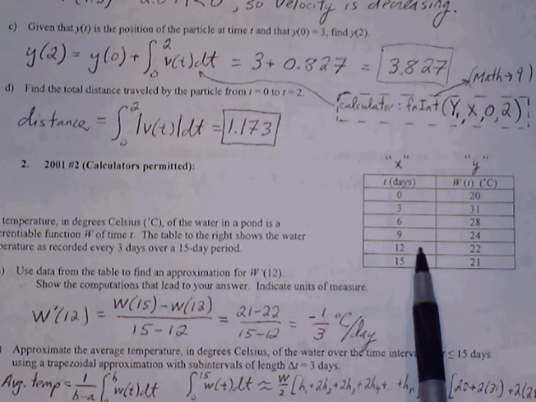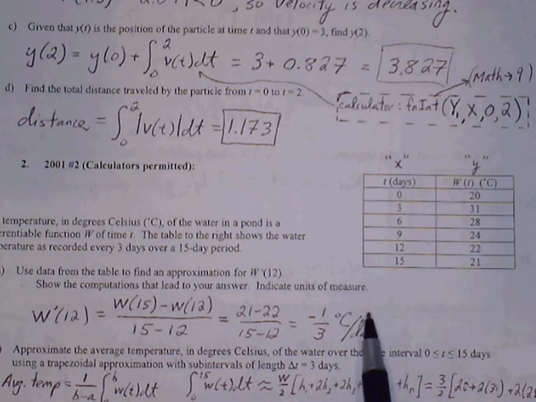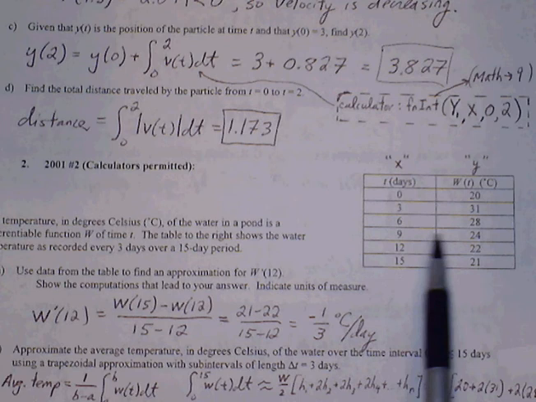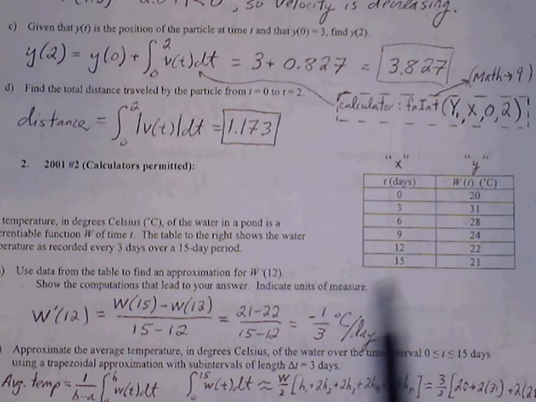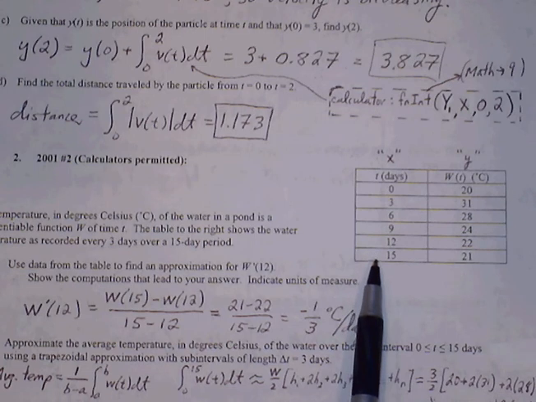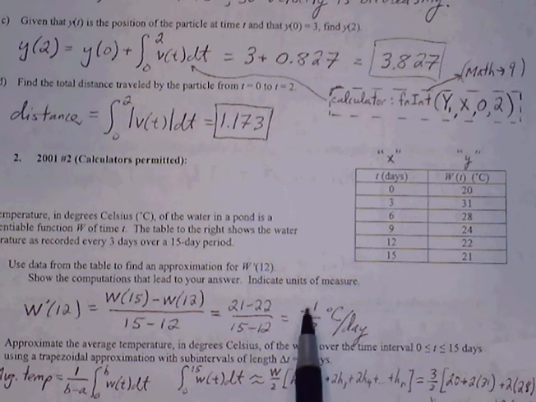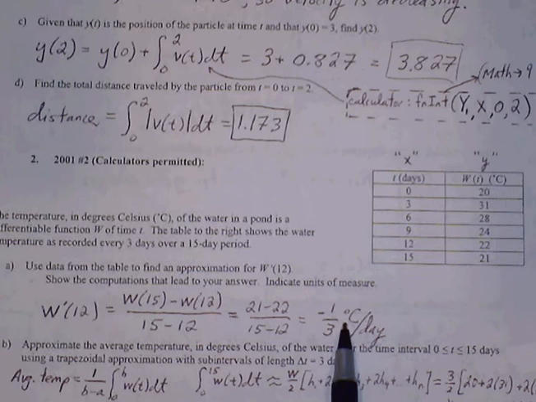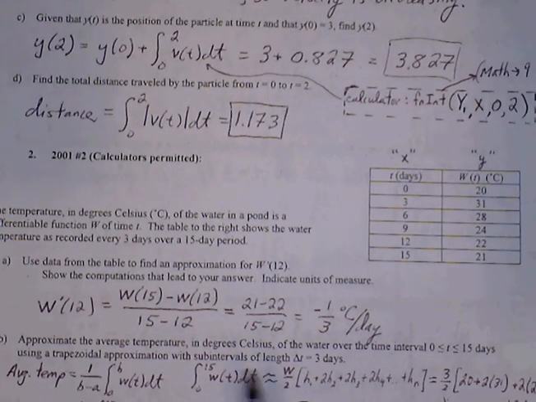So we just pick 2 ordered pairs around 12. So 12, 22, and 15, 21 will work. But some of these answers may be a little bit different depending on which ordered pairs that you choose. But I chose the ordered pairs 12, 22, and 15, 21. Simply find the slope, and this will give us an approximation as best as the values given to us in the table will provide. So the rate of change of temperature on the 12th day is approximated with the value -1/3 degrees Celsius per day.